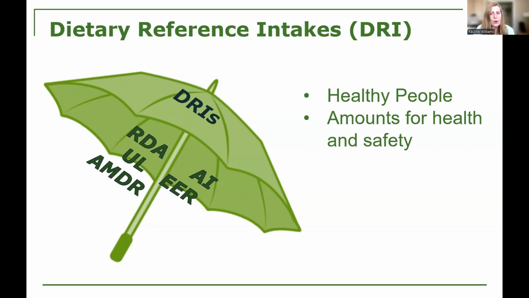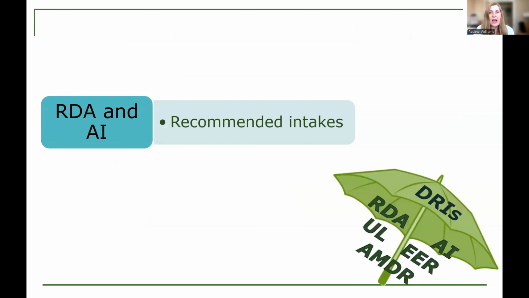Now, the different categories or levels in the DRIs, like I said, are the acronyms we just went over, and so let's go through each one in a little more detail. First, let's talk about the RDA or AI. These are values that provide the recommended intake amounts for healthy individuals.